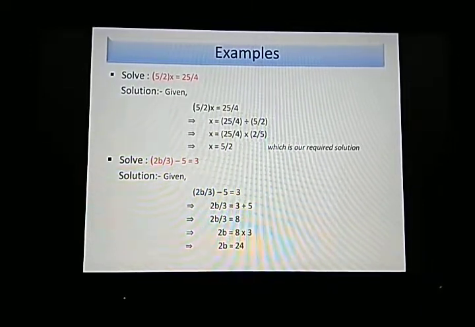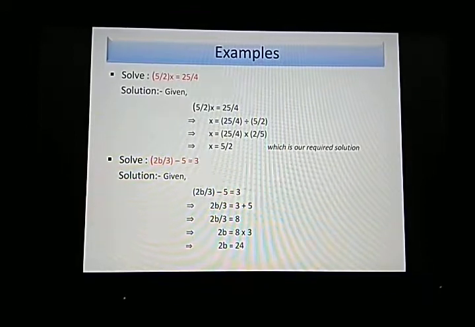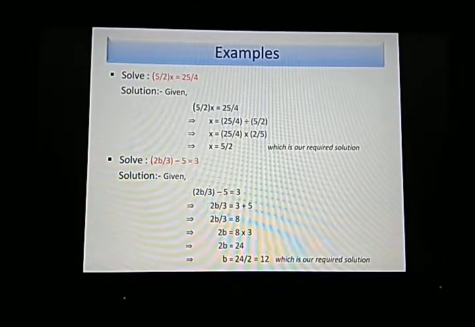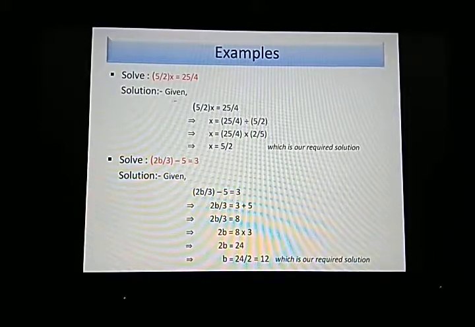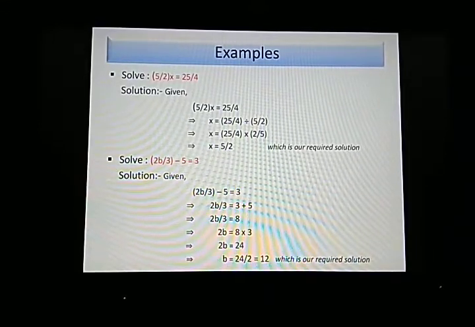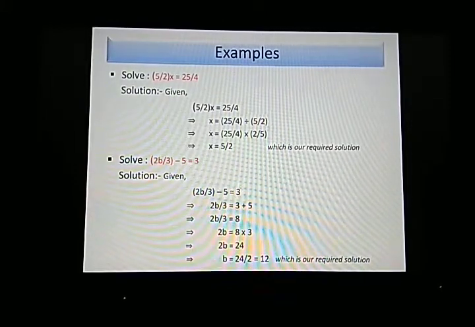Now it is quite simple to find out the value of b. We will just divide 24 by 2. So that will give us 12. So this 12 is our required solution. So it is quite simple now to find out the solution of such kind of equation.